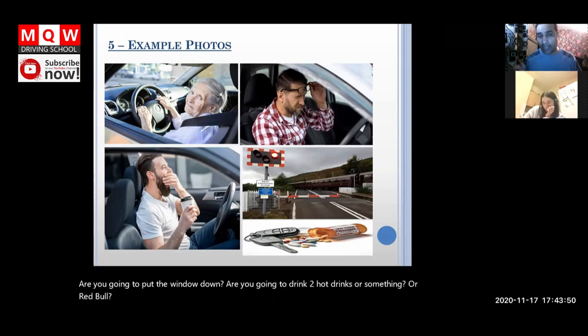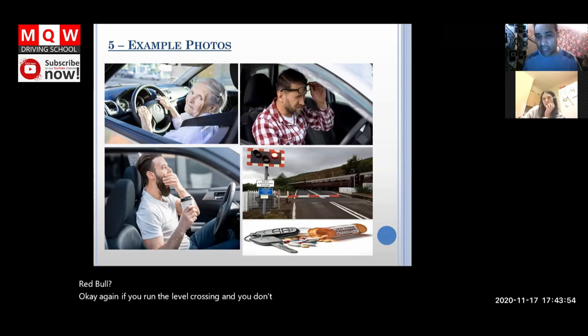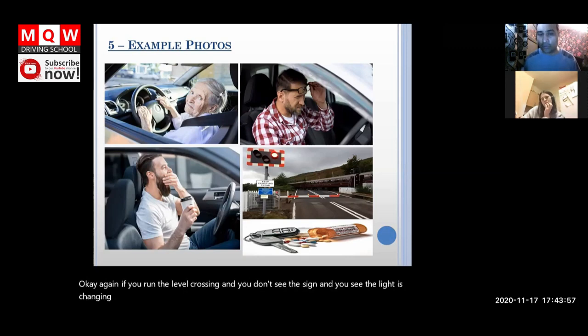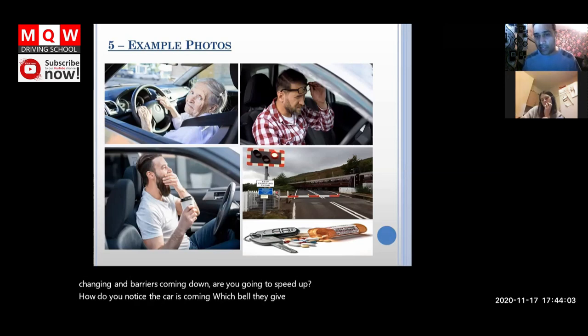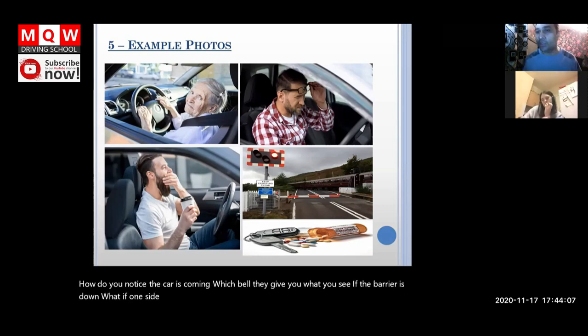Okay. Again, if you're at a level crossing and you don't see the sign and you see the light is changing and the barriers coming down, are you going to speed up? How do you notice the train is coming, which bell do they give you, what do you see if the barrier is down? What if one side barrier is by mistake not down? Are you going to use that side to go?